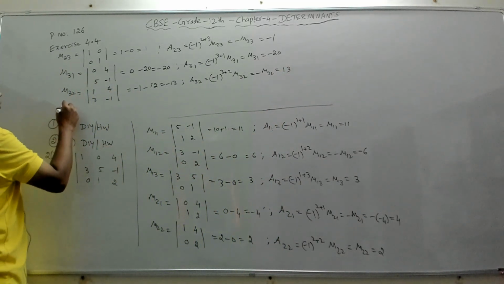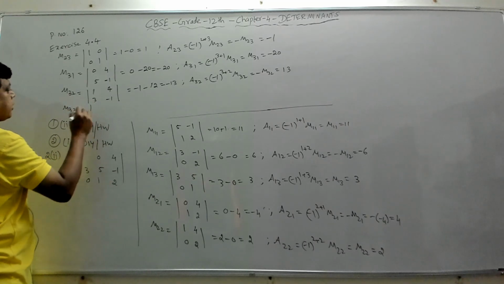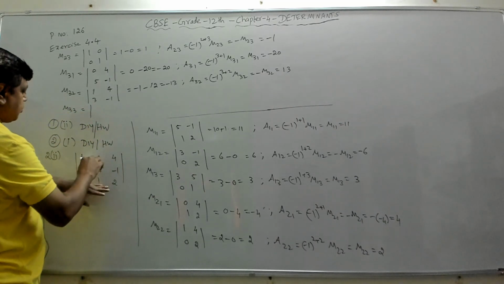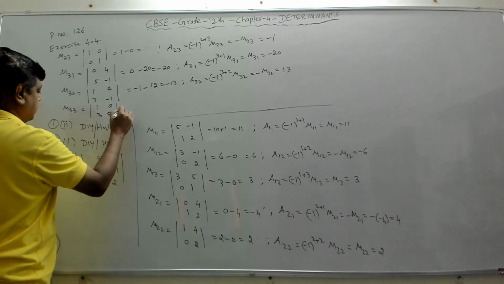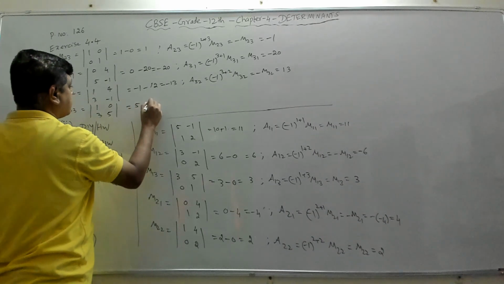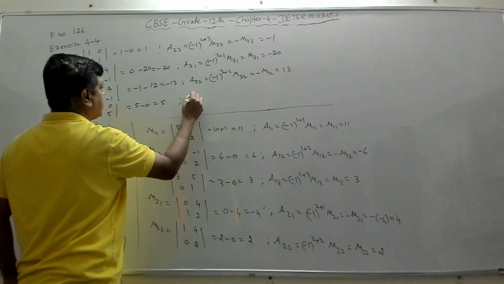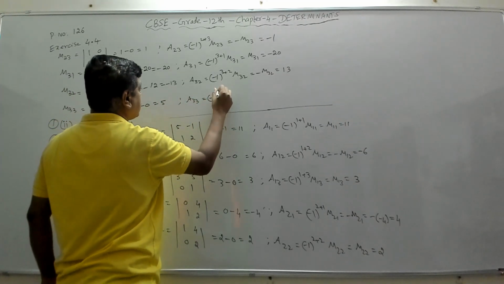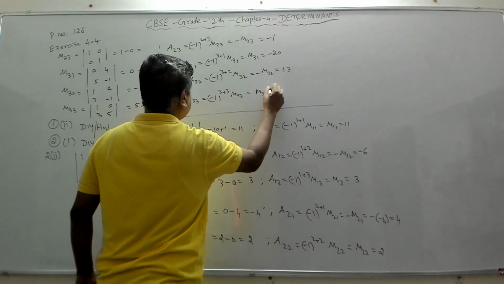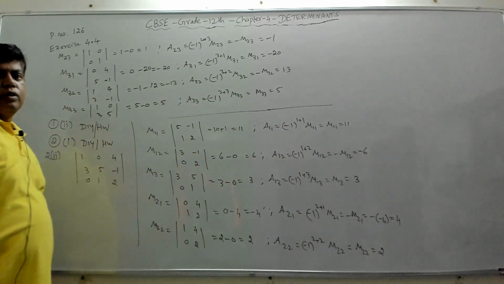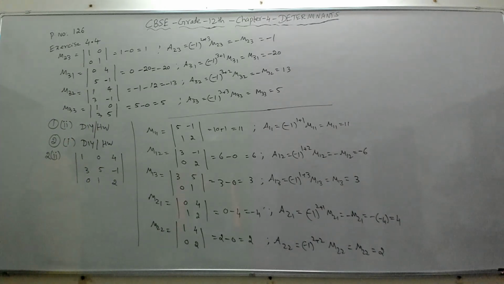And the last one, m33, that is equal to determinant of, so third row, third column, closes 1 0 3 5. That will be equal to 5 ones are 5 minus 0, which is 5. So a33 equal to minus 1 power 3 plus 3 m33, that is equal to m33, that is equal to 5. So we have found the minors and cofactors of all the elements.